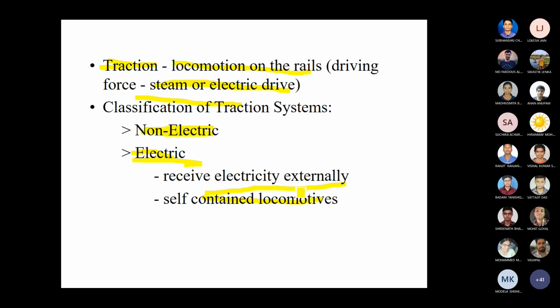The same thing happens for self-contained locomotives also. You are giving the fossil fuel for combustion, and you are getting the mechanical energy: chemical energy to mechanical energy conversion. That mechanical energy you are using for the movement of the shaft, and that shaft movement is responsible for moving the prime mover of your alternator.